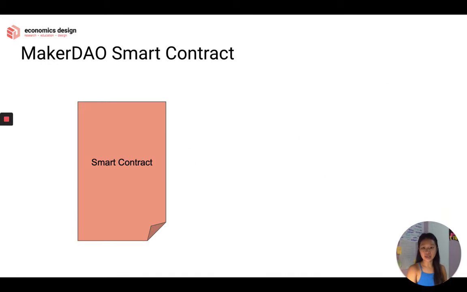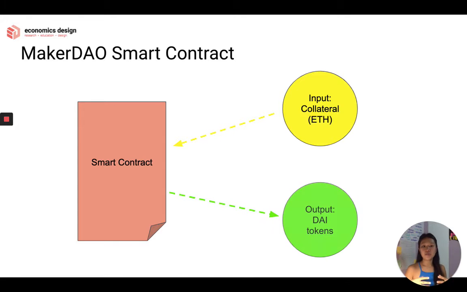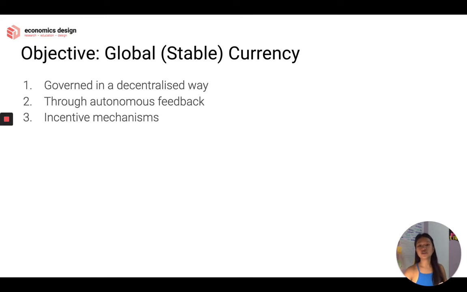How does it work? There's a smart contract, MakerDAO, and the input is collateral, which is ETH. So I give ETH to the smart contract. The smart contract will output DAI. Very simple. So the objective of this is to be a global stable currency. I put stable in brackets because it's pegged to USD.